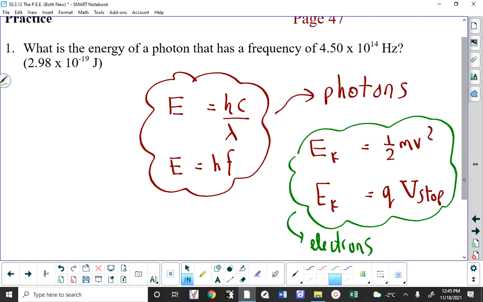On the other hand, you also have this formula, work equals hf0, and that's not really for a particle or a photon. What it's for is the metal. It's for the work function.